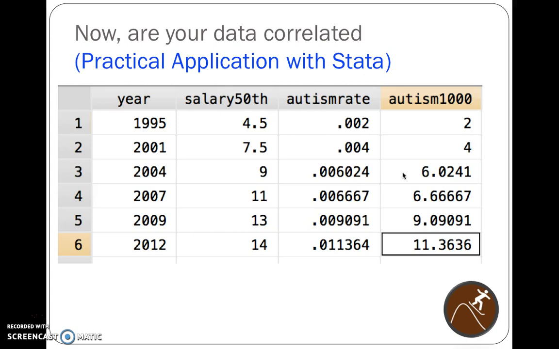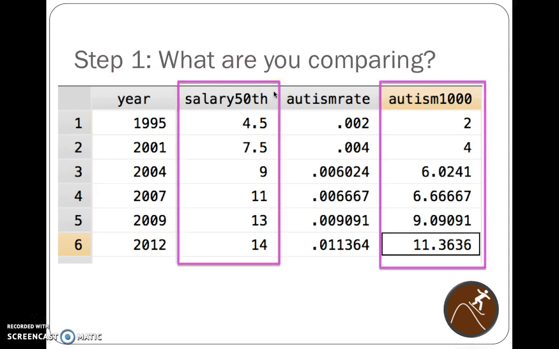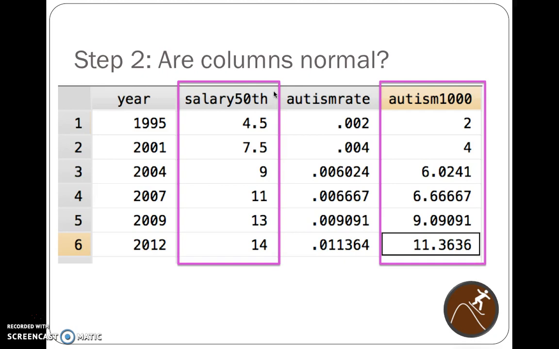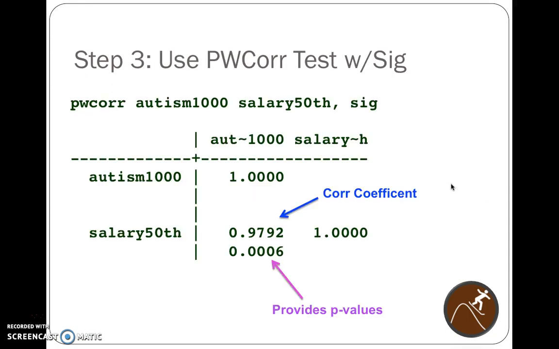So we're going to do some practical application here in a minute. You want to see if your data are correlated. You want to look at autism rate per 1,000 versus Major League Baseball salaries. So you have to know what you're comparing. You have to ask, are the data normally distributed? We do the p-value test from the Shapiro-Wilk. We see high p-values, statistically insignificant, no difference from normality, so they're normal. We use the pairwise correlation with the sig. We see a low p-value, 0.0006, so they are correlated. So this will be continued.